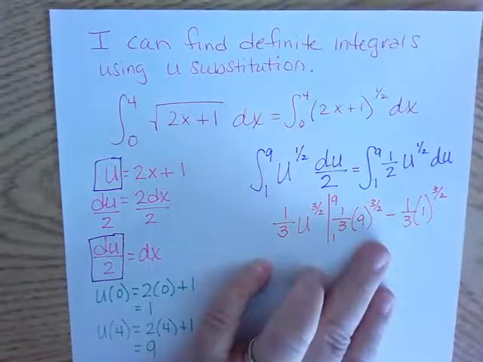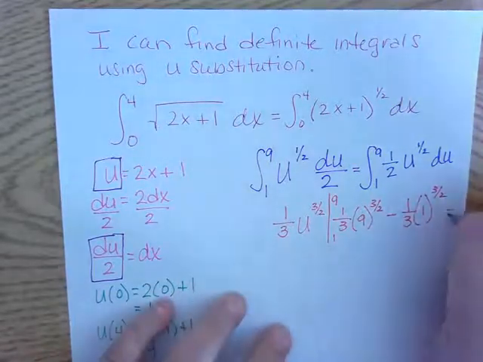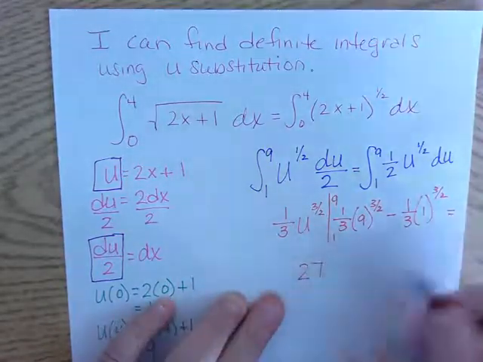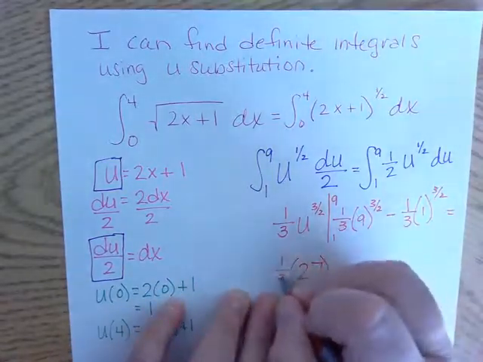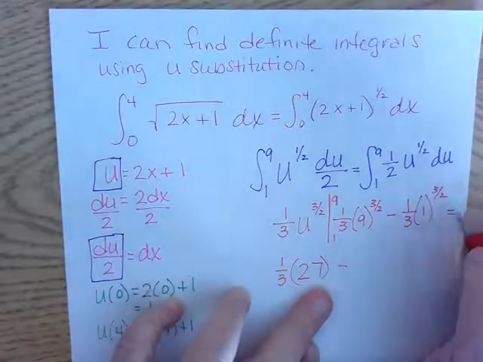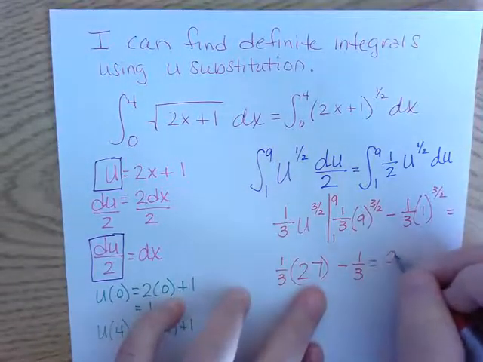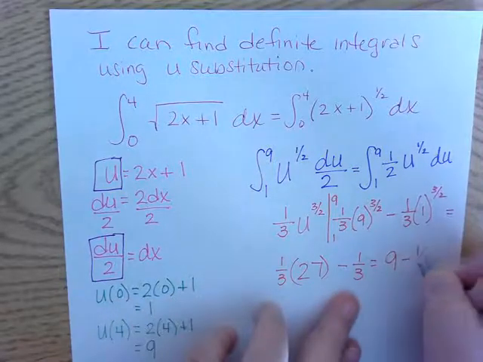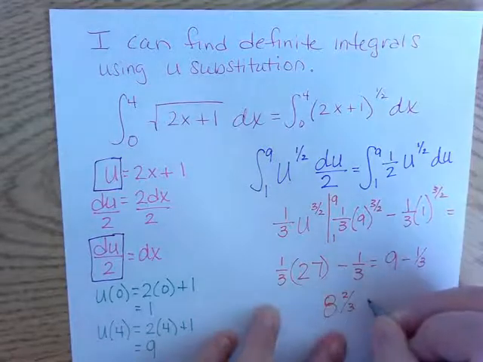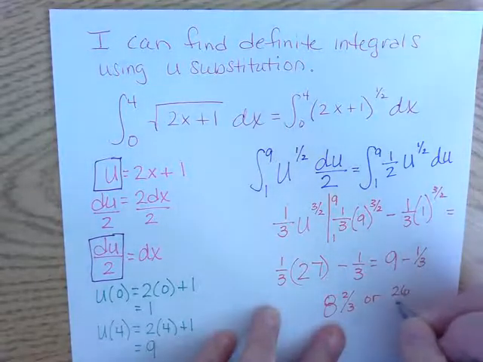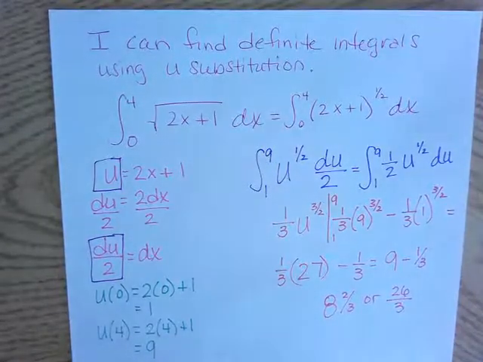And I know that 9 to the 3/2 is 27, and 1/3 of 27, 1 to the 3/2 is 1, so I have 1/3 of 27, which is 9. 9 minus 1/3 is 8 and 2/3, or 26 over 3. Now, we're going to do one more.